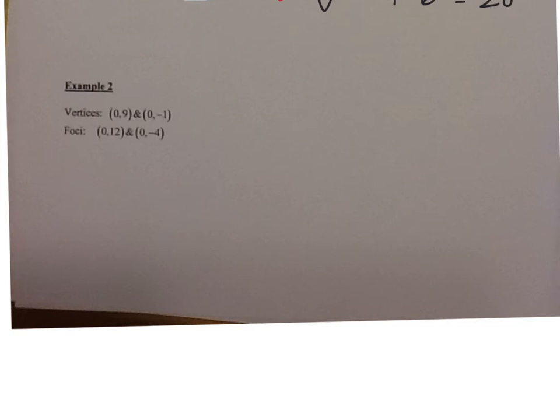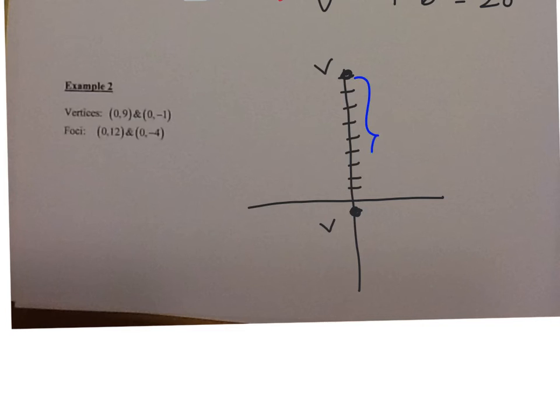Okay, so I have for number 2, my vertices are at (0, 9) and (0, -1). So here's (0, 9), there's one of my vertices, and (0, -1), there's the other vertex. So the length of this here is a total of 10. So half of 10 would be 5. So I need to go 5 units down, 1, 2, 3, 4, 5. So that would be my center, which is going to be (0, 4).